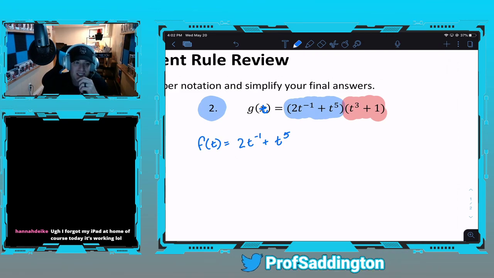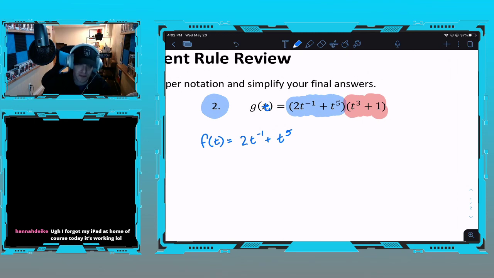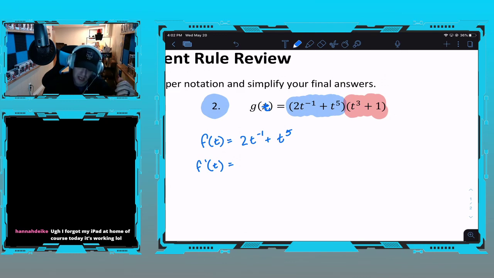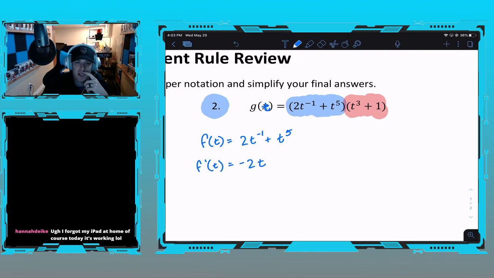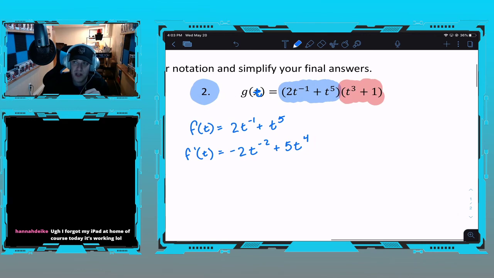This is really going to be the same stuff as the last couple days, though. Now I'm going to do the derivative of this. I'm bringing negative 1 out front, so this would be negative 2t, and make sure you're subtracting from that exponent, so it would be to the negative 2. Plus, I can bring the 5 out front and multiply, so I'll have 5t, and I'm subtracting 1, so it'll be to the fourth power. So that's solved for f.